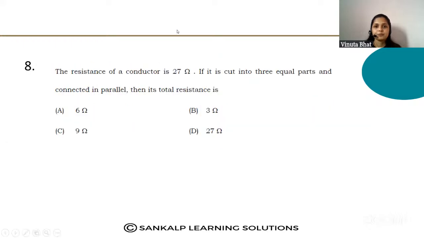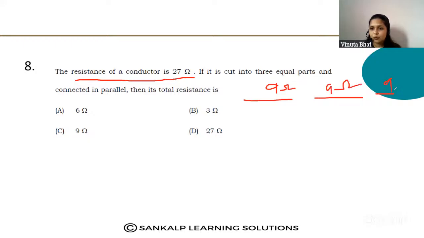Next question. The resistance of a conductor is 27 ohm. If it is cut into 3 equal parts and connected in parallel, then what is its total resistance? The resistance of the conductor is 27 ohm. When it is cut into 3 equal parts, each will become 9 ohm, right? Then when these three are connected in parallel, what is the total resistance? What is the formula for the total resistance?